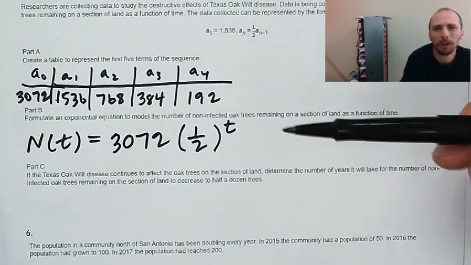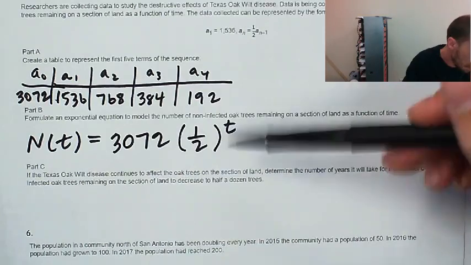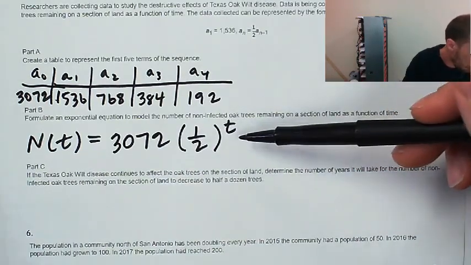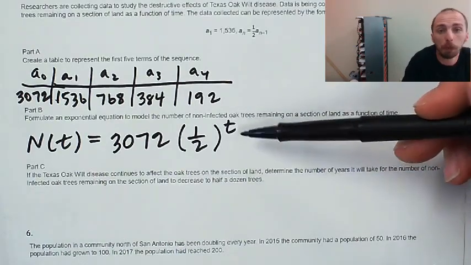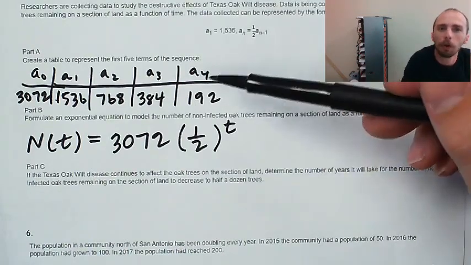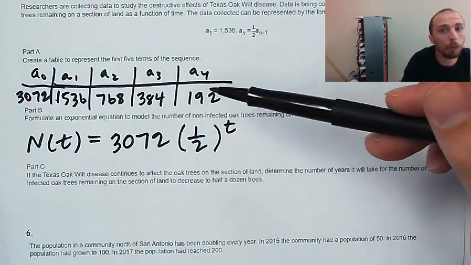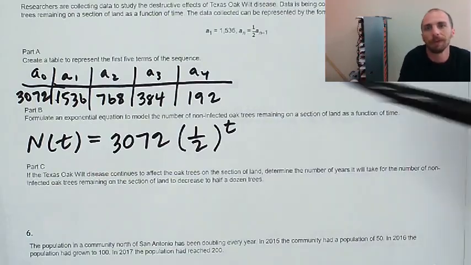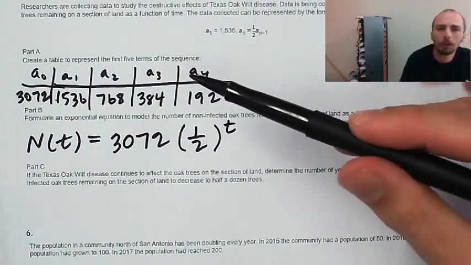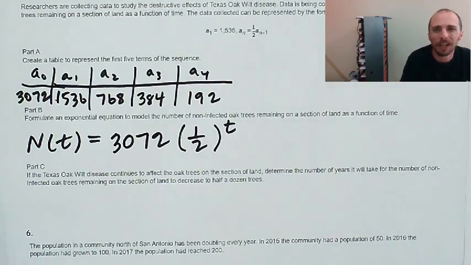And what I want to point out, if you're here 10 minutes in, is that this would be good for if we needed to approximate the number of non-infected oak trees remaining at a time that wasn't a whole number. Right, that would be what this formula would be good for. Whereas this one would be good for if we knew that at 6 years it was this, what's going to be at 7, we just multiply by half. Okay, so both of these formulas, recursive and explicit, are each good in their own situation.